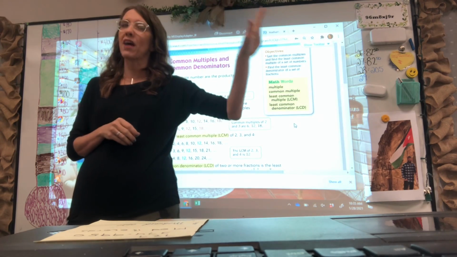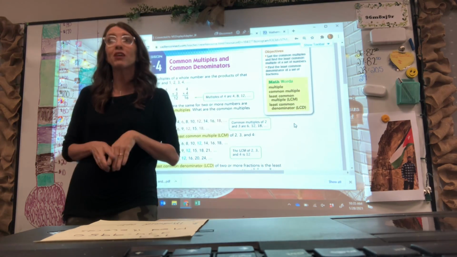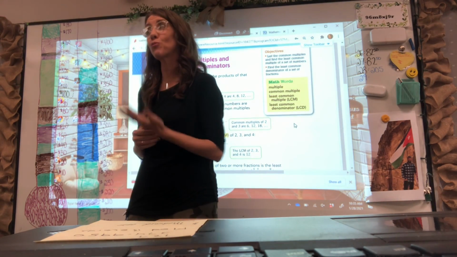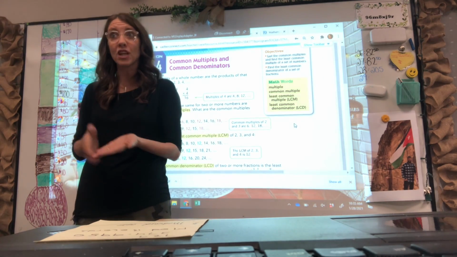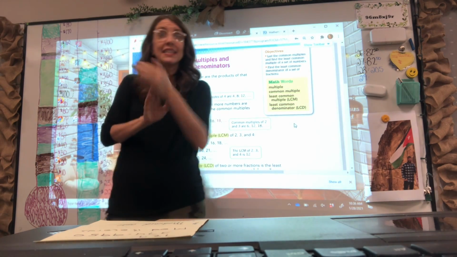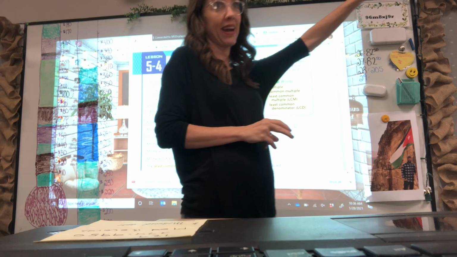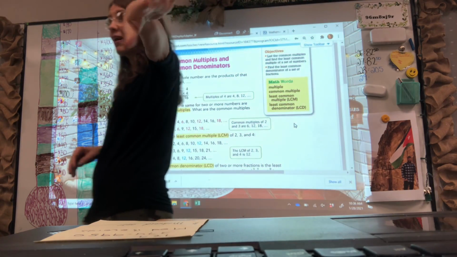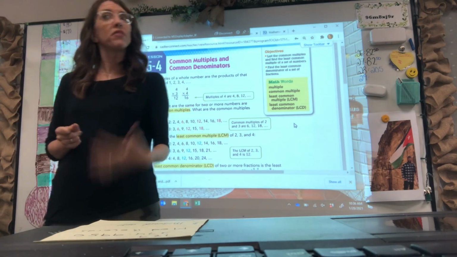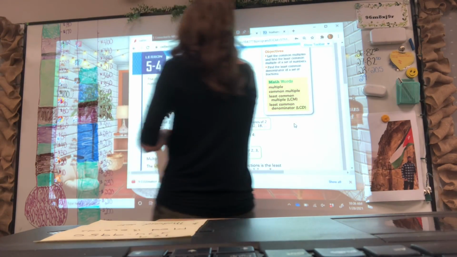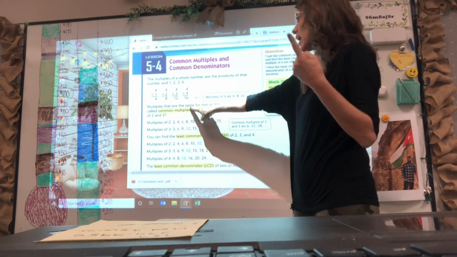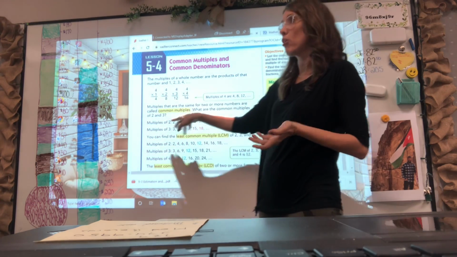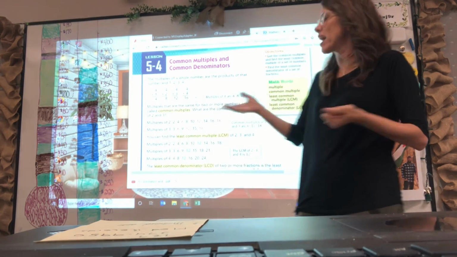5, 10, 15, your 5s are good, right? Here's where it gets tricky. You should be able to rattle off your multiples of 6 and go 6, 12, 18, all the way up, right? Same with 7s. 7, 14, 21, 28. Keep going. If you know those pretty well, this should be fairly easy for you. Multiples that are the same for 2 or more numbers are called common multiples, same as factors.